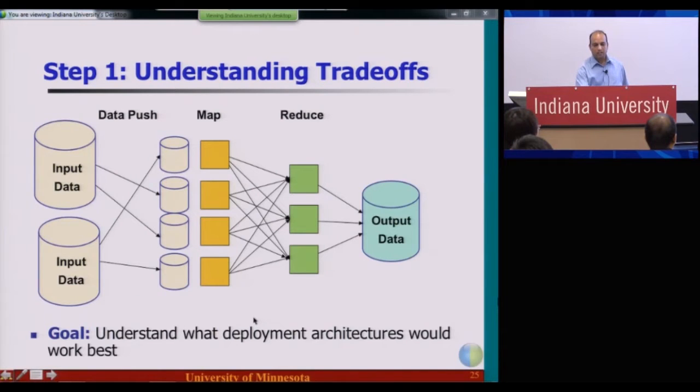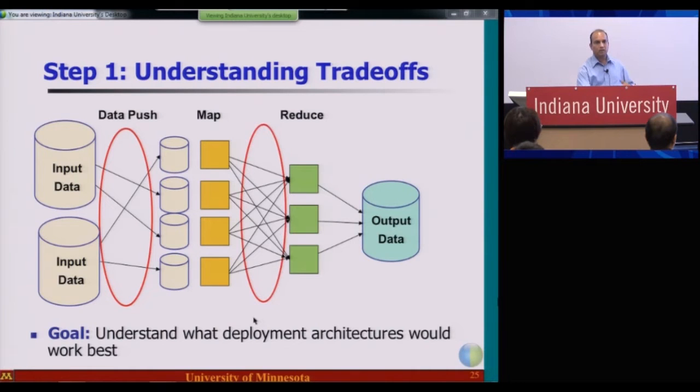Now you may have bottlenecks in different parts of your workflow. The data push itself may be costly depending on where the data is located and where compute resources are. Similarly, this shuffle operation, which may reduce to an all-to-all communication, may be costly, and then finally, even your output data generation may be costly. So we try to understand where the trade-offs are and where the bottlenecks are.